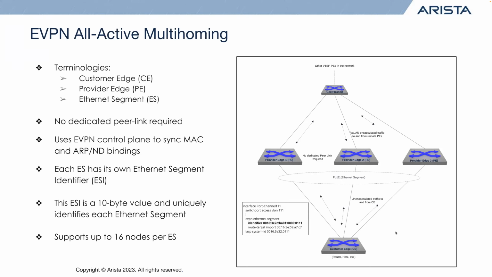And you can see here that the CE device is connected to the provider edge devices via a port channel. This is known as an Ethernet segment. Each Ethernet segment has its own identifier, or ESI, which is a 10-byte value that uniquely identifies the Ethernet segment. And you can see the identifier here, ending in 0111.